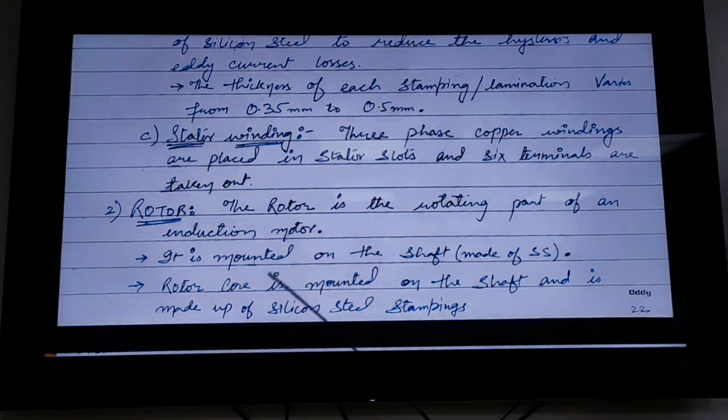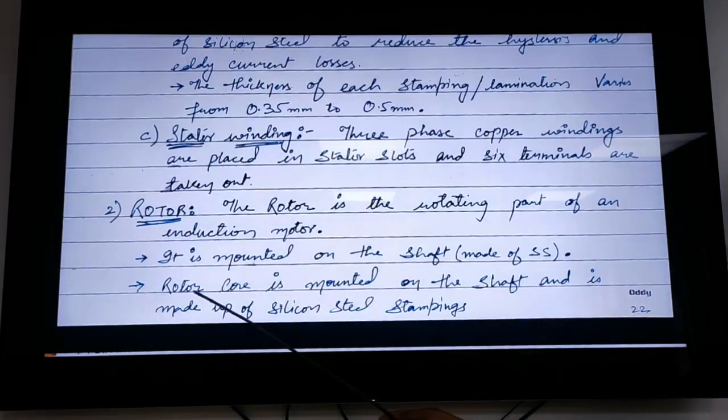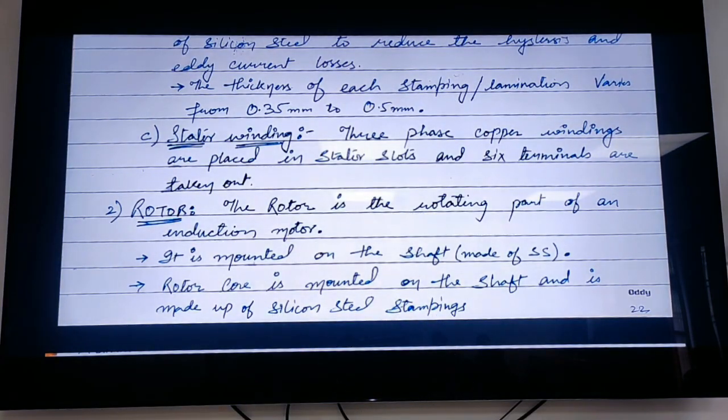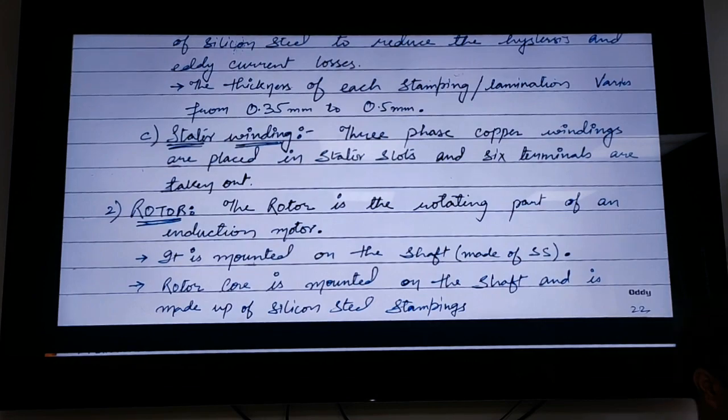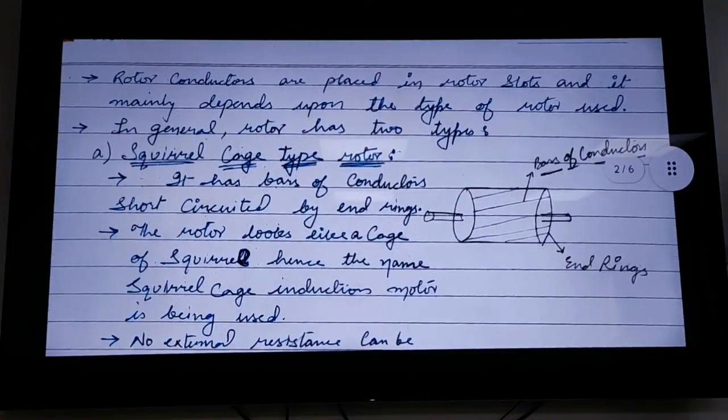Now, the rotor is mounted on the shaft, which is in the middle. And that shaft is made up of SS, which is stainless steel. The rotor core is mounted on the shaft and is made up of silicon steel stampings.